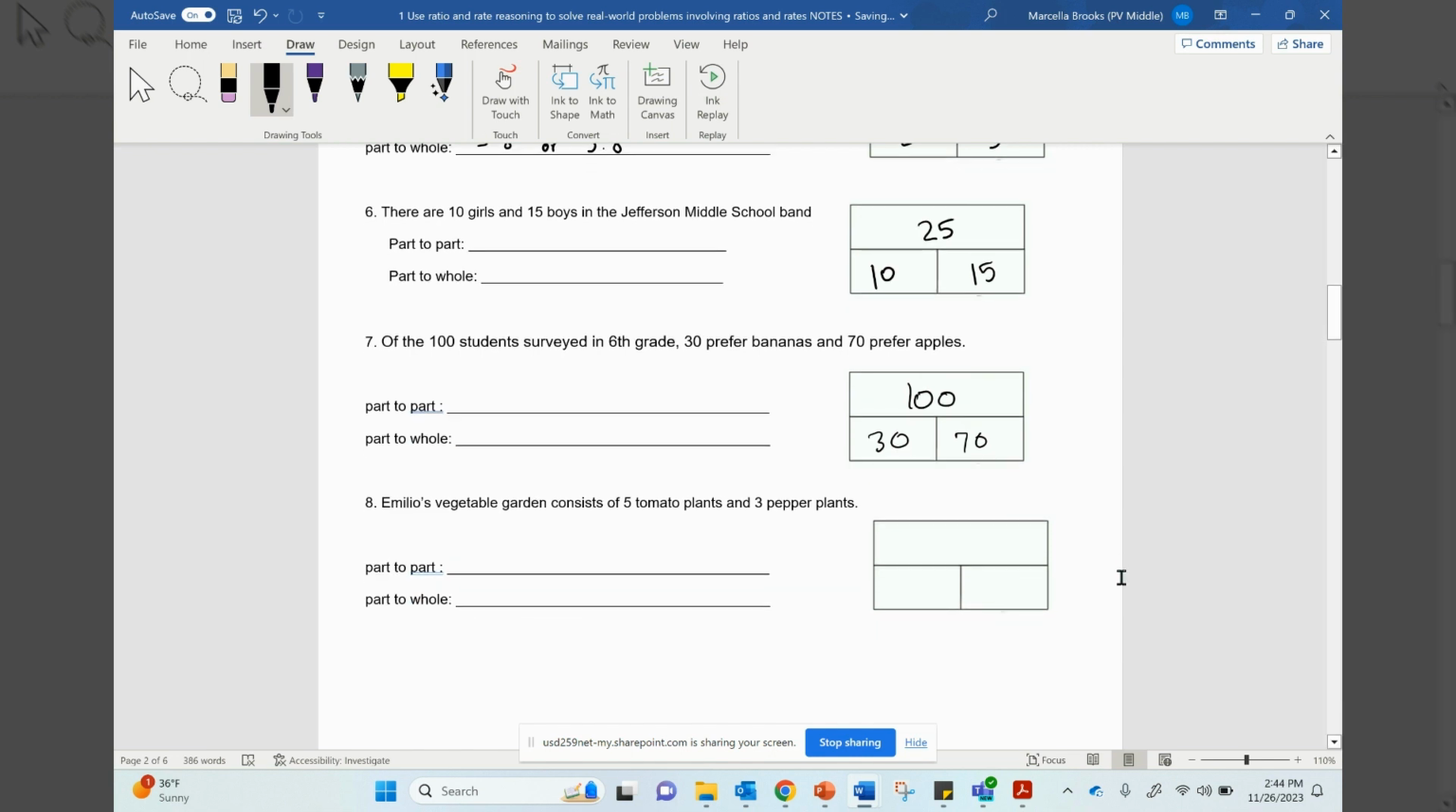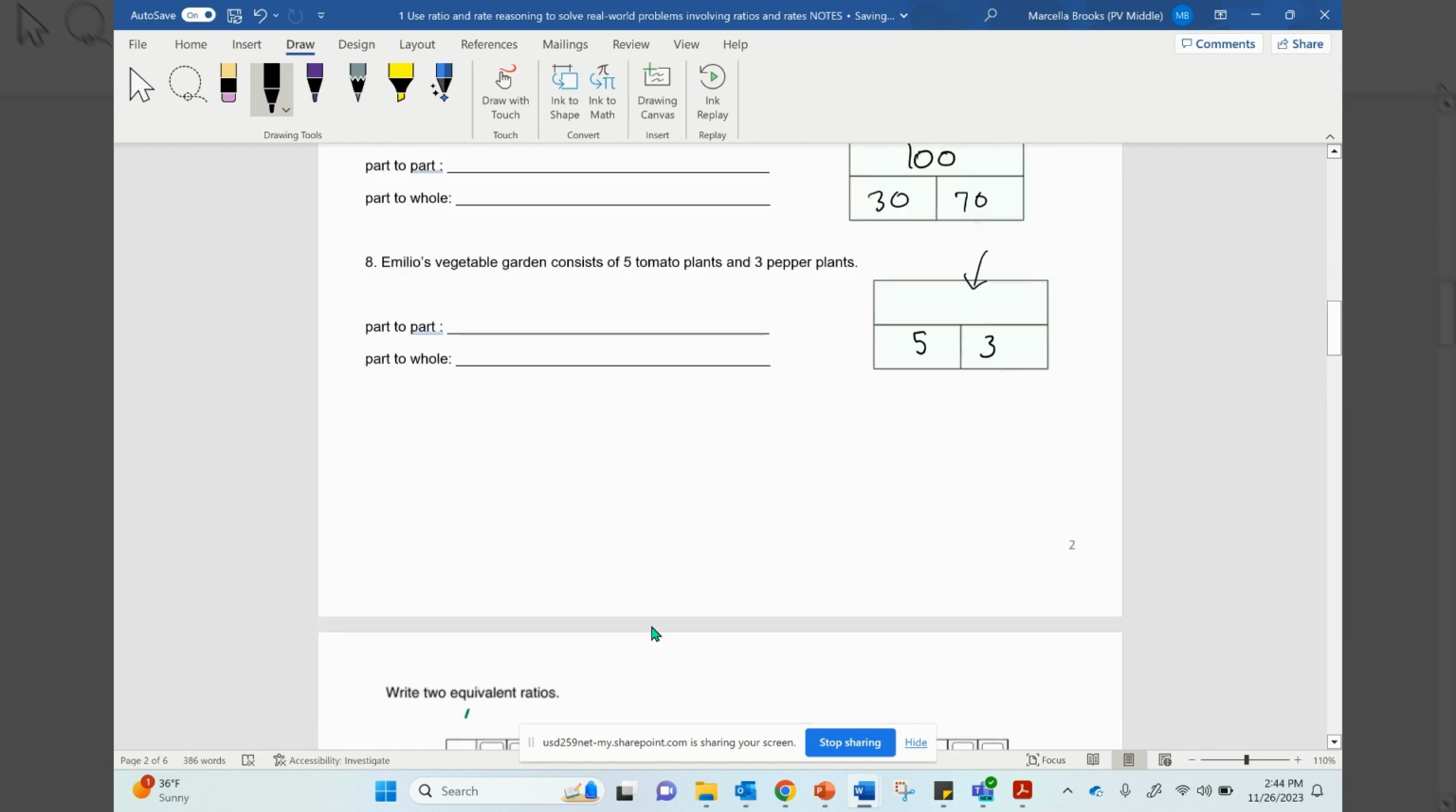And then number 8. Emilio's vegetable garden consists of 5 tomato plants and 3 pepper plants. So 5 tomato, 3 pepper. And then see if you can figure out what the whole is. And then write me a part to part ratio and a part to whole ratio.